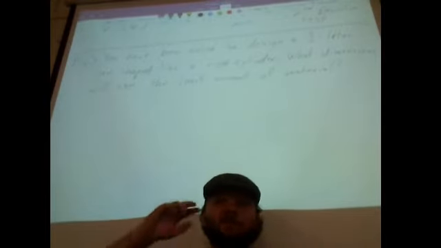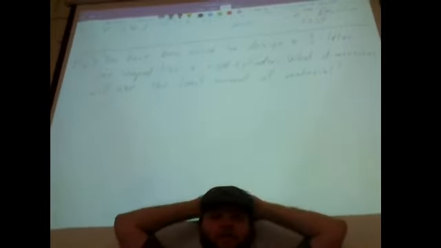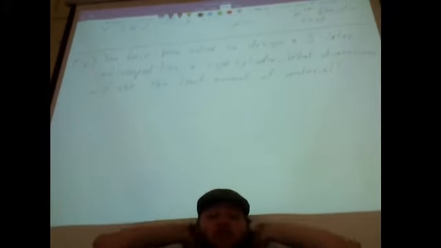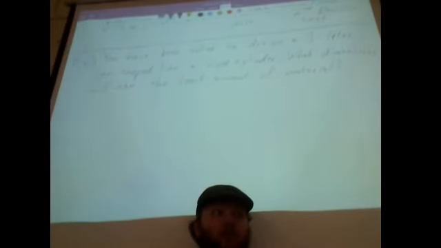Sound familiar? I've been using this example. You've been asked to design a 1-liter can shaped like a right cylinder. That's a big can. What dimensions will use the least amount of material?